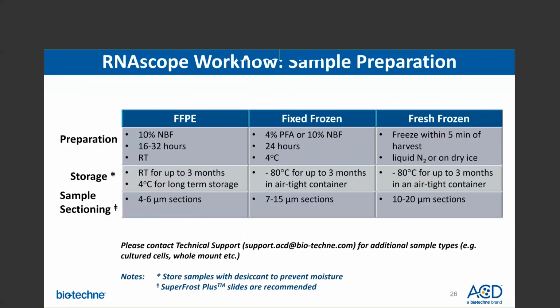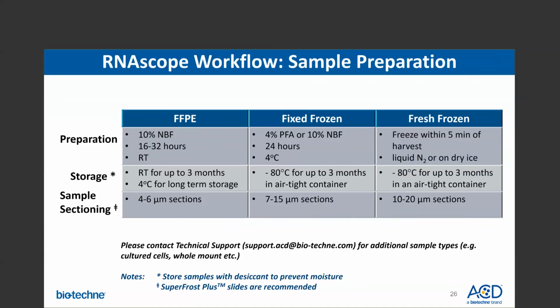We'll next look at some of the guidelines on how to prepare your samples. Shown on this slide are sample preparation guidelines for FFPE, fixed frozen, and fresh frozen samples. For FFPE samples, we recommend fixing your tissues for 16 to 32 hours at room temperature in 10% neutral buffered formalin. You can store these sections at room temperature up to 3 months, and at 4C for long-term storage. For FFPE, we recommend a sample thickness of 4 to 6 microns.